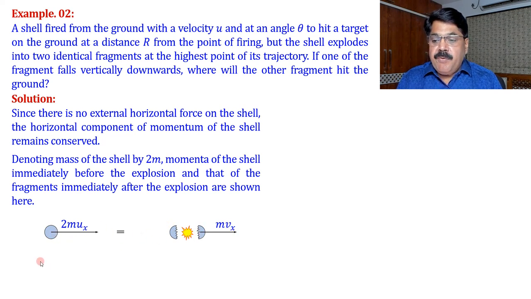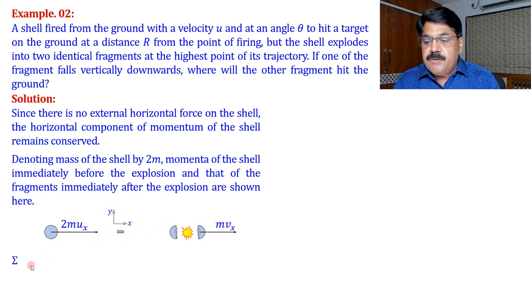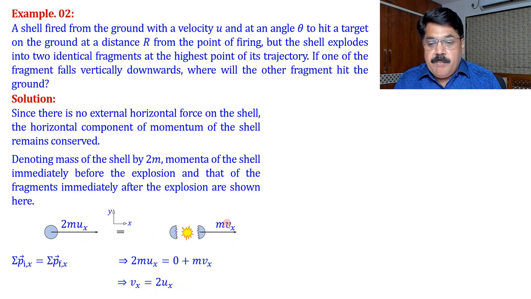So from here, we have x and y components, but there is no need to write the y component equation, only the x component. Summation p initial x is equal to summation p final x. We could write this equation in vector form as well as in scalar form, but we write it in scalar form, so no need for vector notation. Rightward direction we take positive, leftward is negative, and there is no momentum in the left direction, so there is no need to use a negative sign anywhere. So 2m ux is equal to m Vx. From here, Vx is equal to 2ux. So the velocity of this fragment has become double the velocity of the shell.